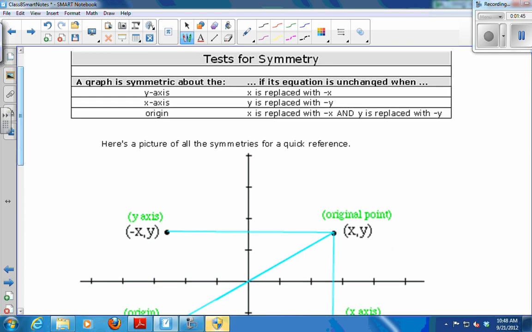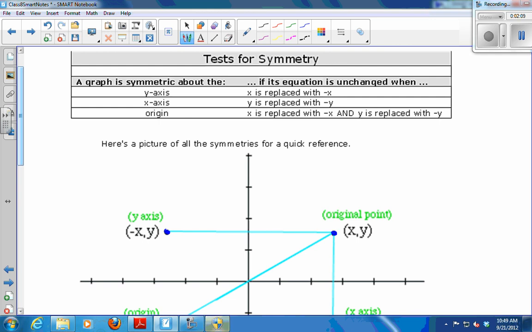So these are the tests. A graph is symmetric about the y-axis if its equation is unchanged when x is replaced with negative x. So reason being, these two points here, this point and this point, have y-axis symmetry. They're mirrors of each other over the y-axis.